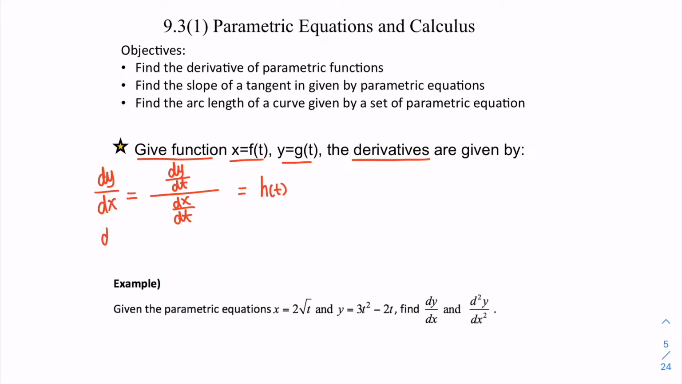When we take the second derivative, we are going to take dh over dx. Because h and x are functions of t, we follow the same rule: dh over dt over dx over dt.